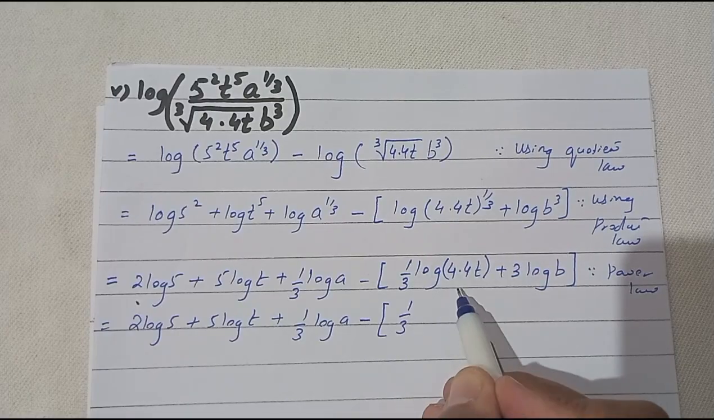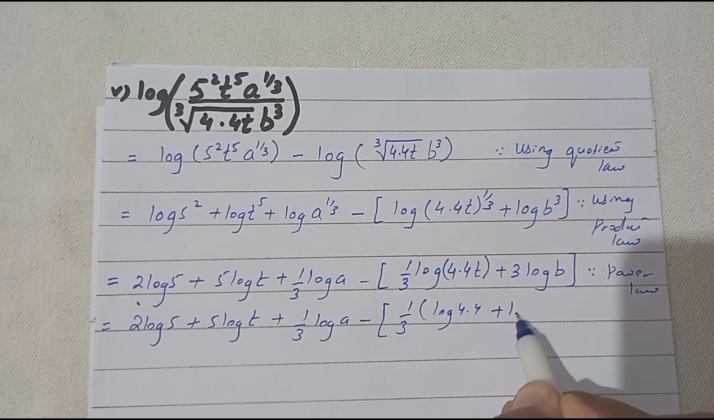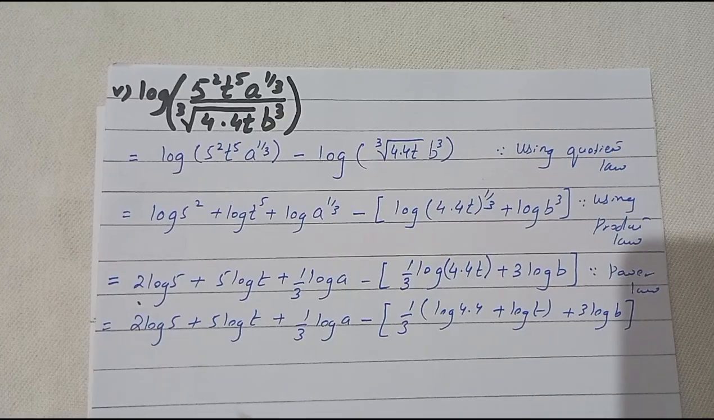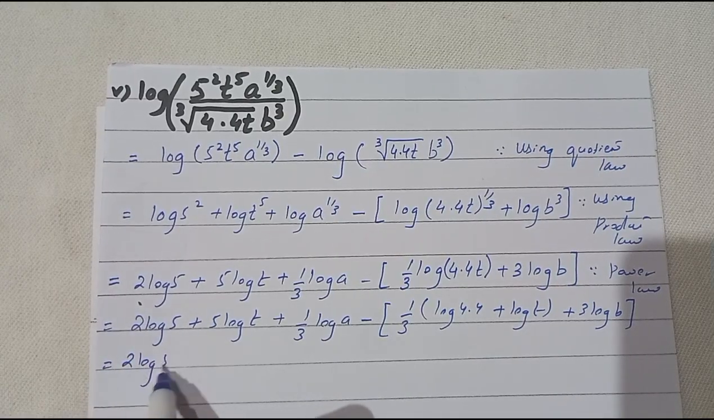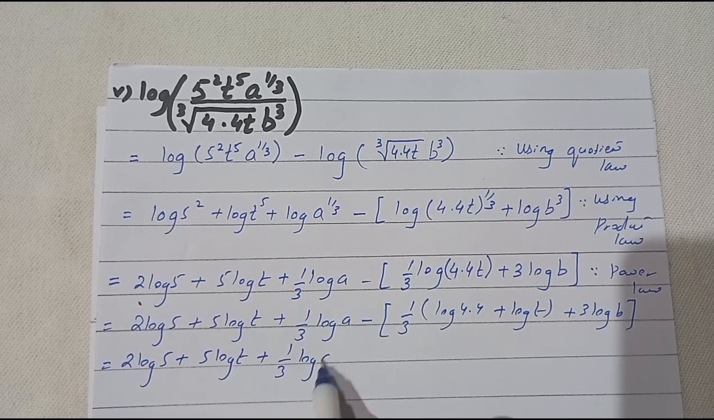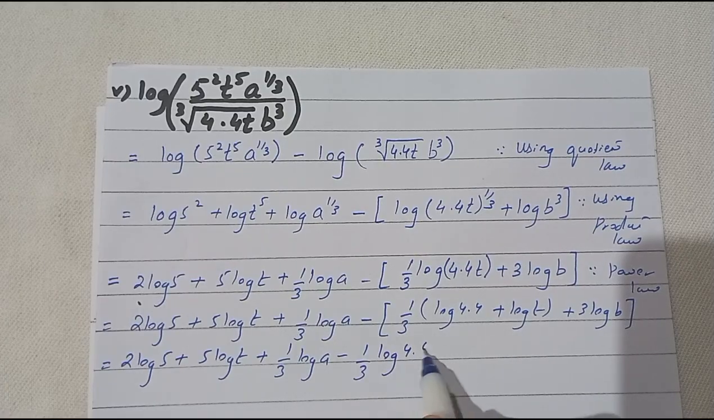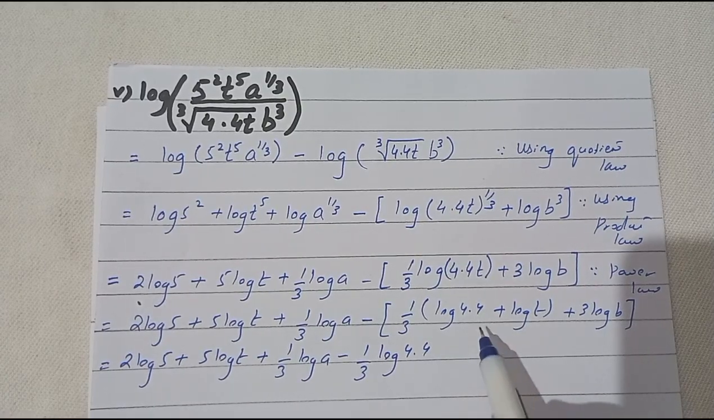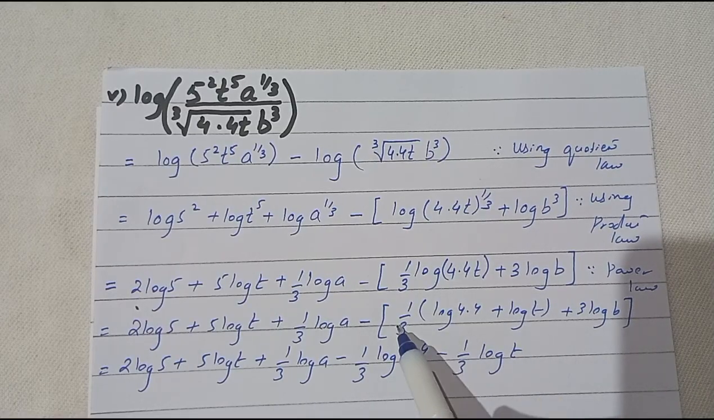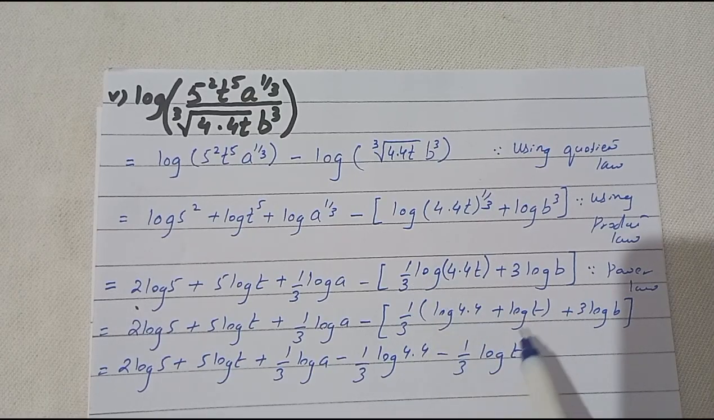So it becomes again a product law, using log of 4.4 plus log of t. Two log of 5 plus 5 log of t, 1 by 3 log of a minus 1 by 3 log of 4.4. So this 1 by 3 is with both log terms, minus 1 by 3 log of t. So this 1 by 3 is with only these two terms.